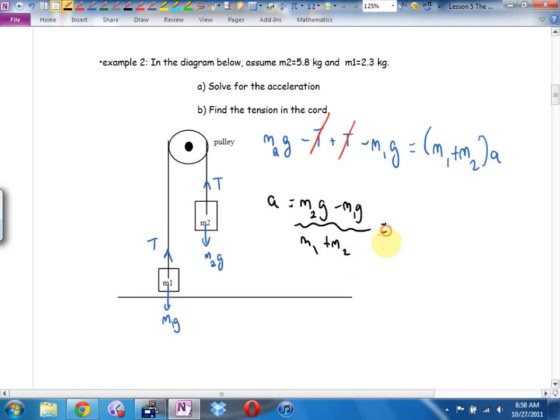Now it's plug and chug. Mass 2, 5.8, times 9.8, minus mass 1, 2.3, times 9.8, all divided by 5.8 plus 2.3. Get your calculators out. What's the acceleration?